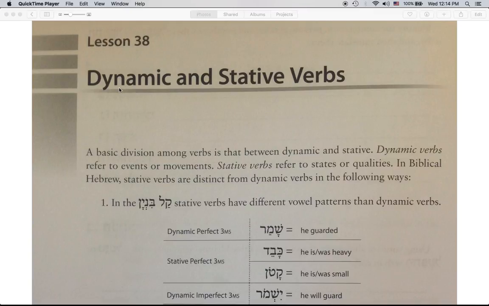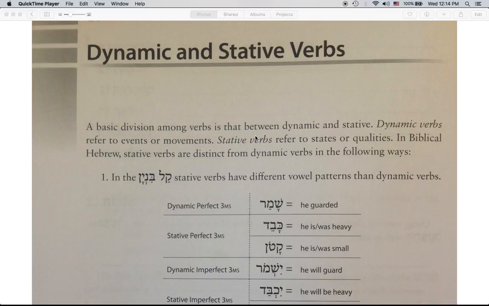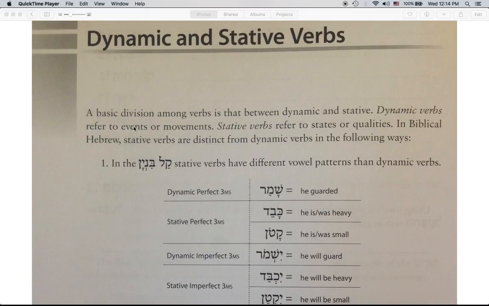Lesson 38, we learn about the difference between dynamic and stative verbs. Up to this point, most of the verbs that we have learned are dynamic or active. Active is the more traditional way to refer to these verbs, but our authors correctly distinguish the stative from the dynamic. Let's take a look more at what this means.